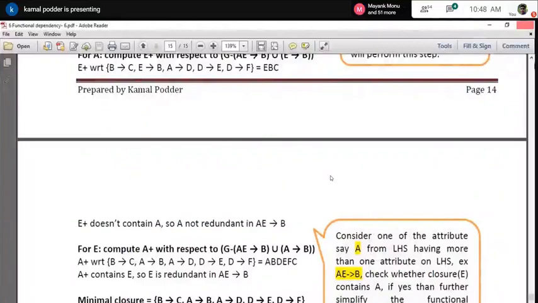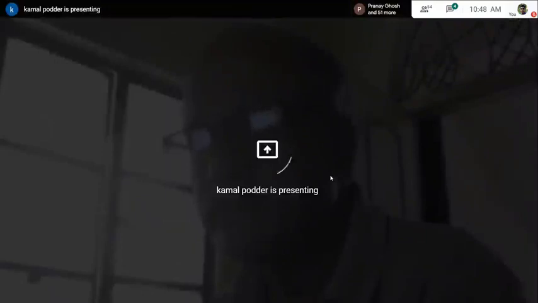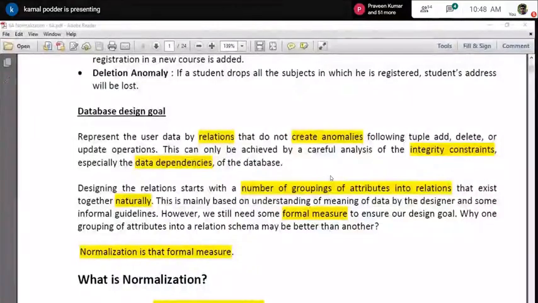I'm not continuing further on functional dependency. Rather, I will switch over to the next topic, that is normalization. Okay, now let's start the new topic, that is normalization.